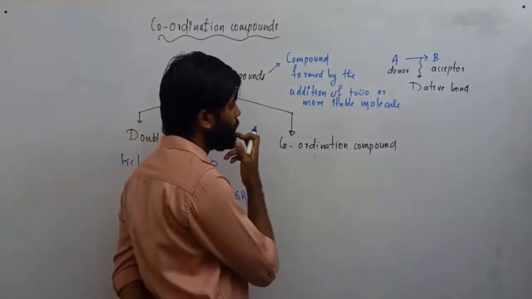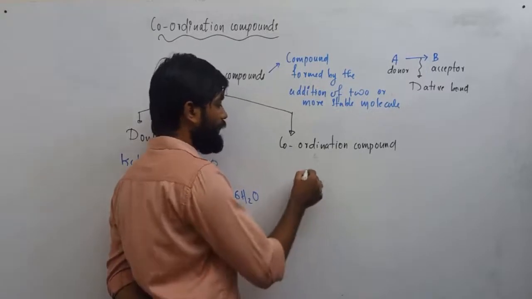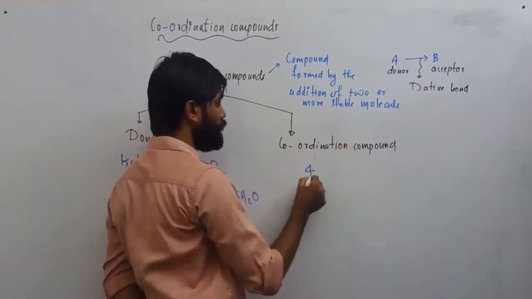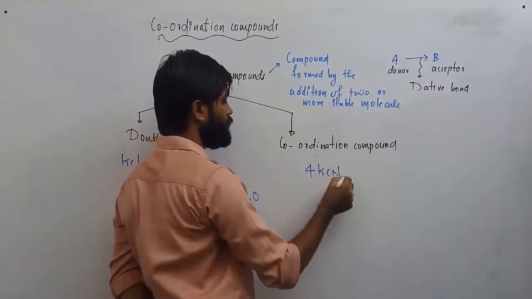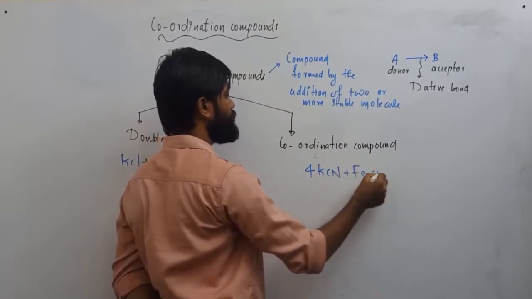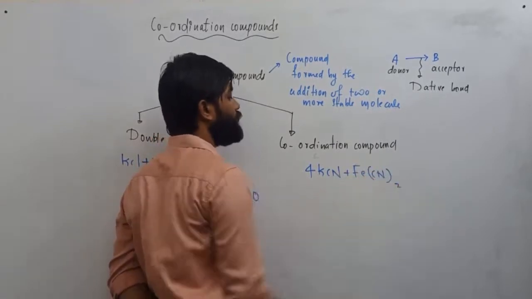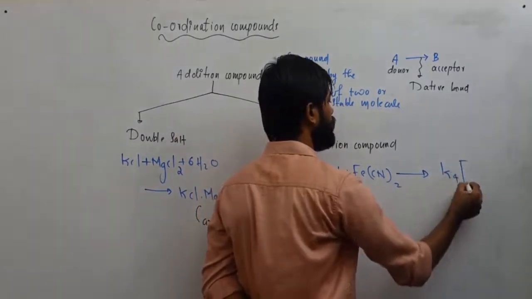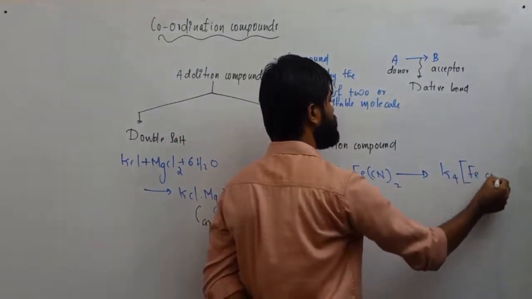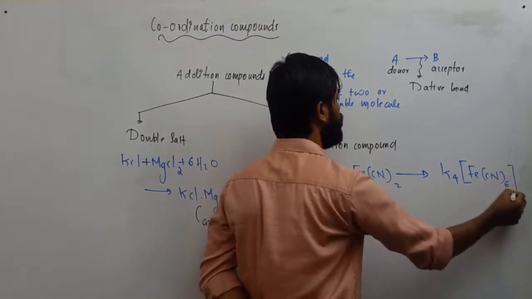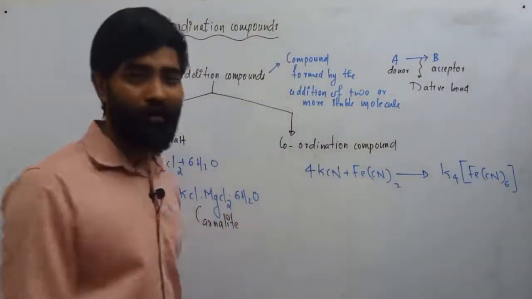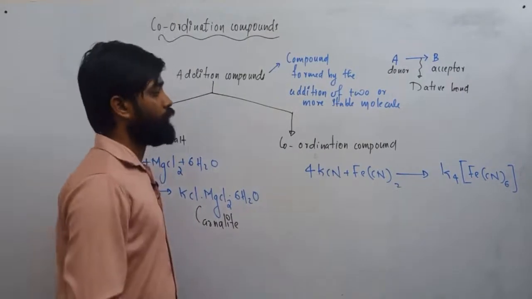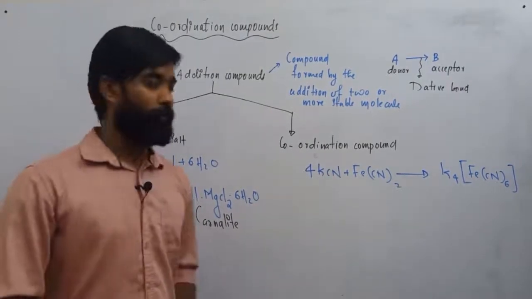Your coordination compound is also an addition compound. For example, I have 4KCN plus Fe(CN)2, potassium cyanide and ferrous cyanide. They combine to form a compound called K4[Fe(CN)6]. This is a special compound enclosed in a bracket like that, and this is said to be a coordination compound.